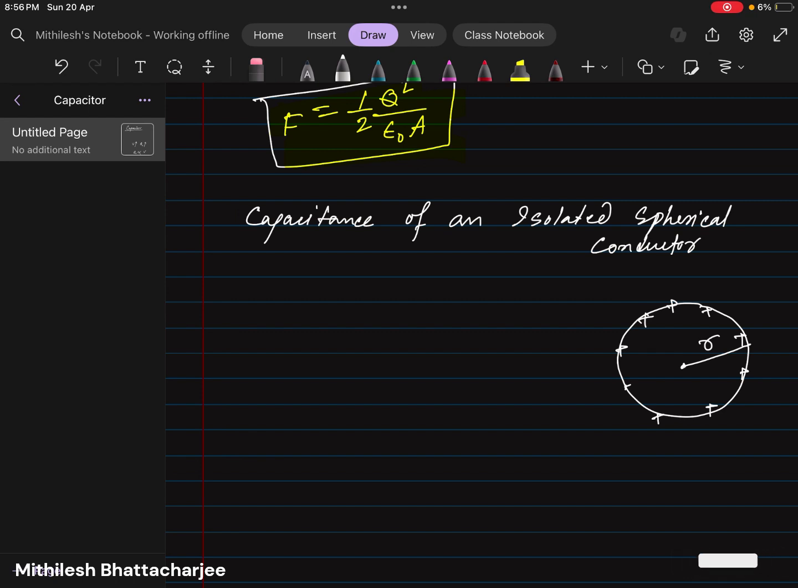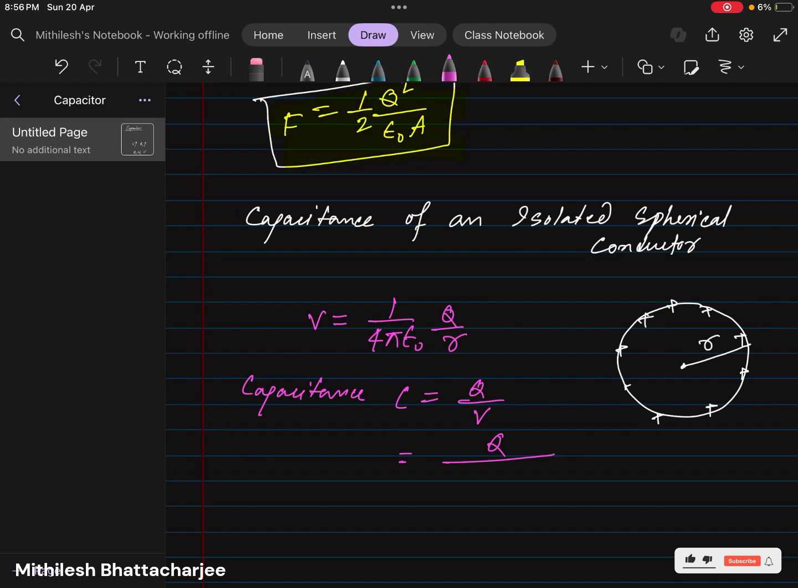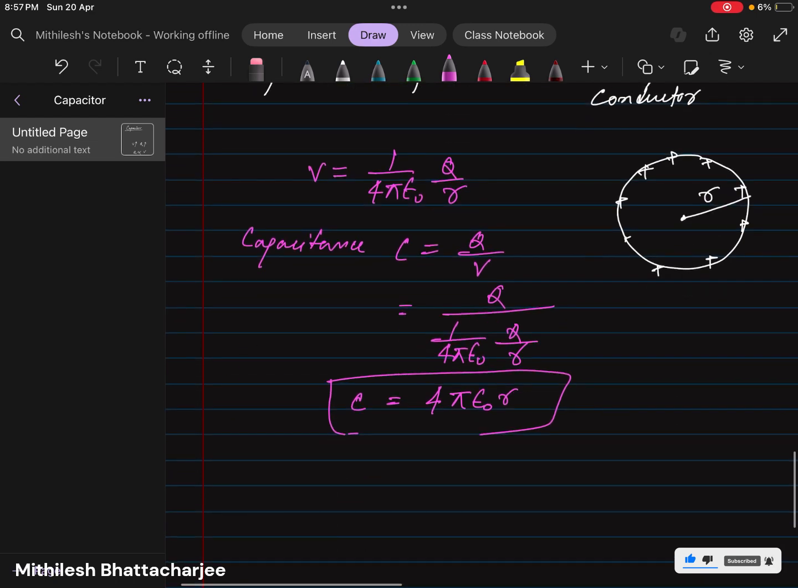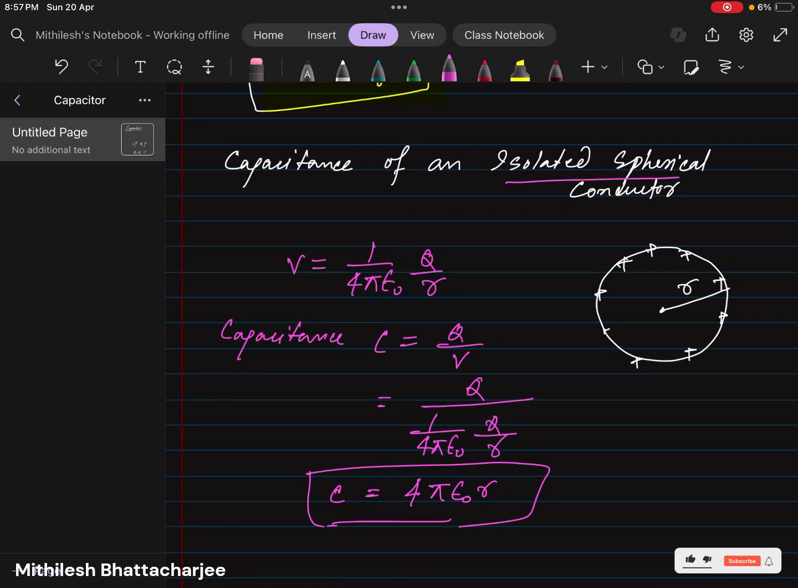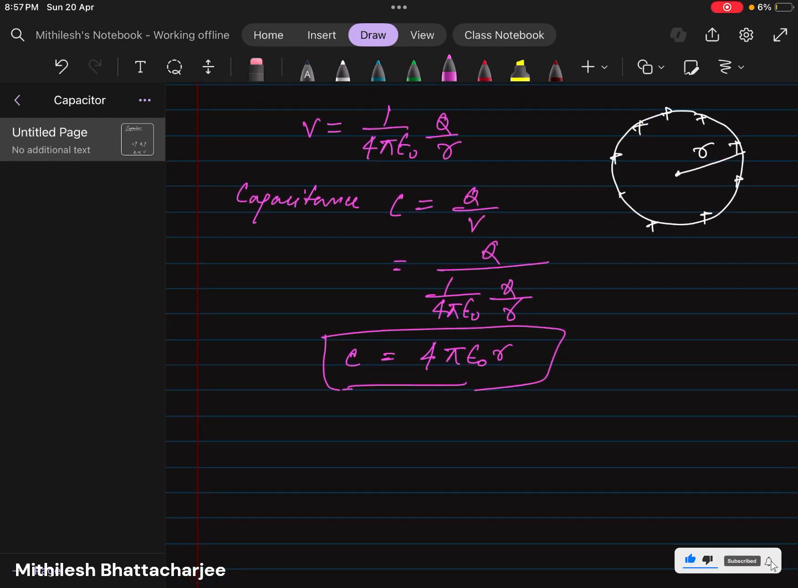Now the potential at the surface of the sphere, V, is equal to 1 by 4 pi epsilon naught Q by R. Correct? And the capacitance C will be Q by V. Just put the V: Q by 1 by 4 pi epsilon naught Q by R. Q will be cancelled and the capacitance C will be 4 pi epsilon naught R. For the isolated spherical conductor, the capacitance will be 4 pi epsilon naught R.